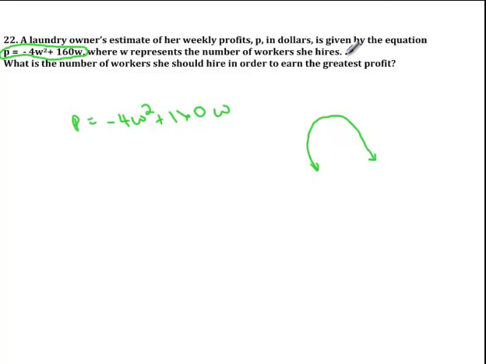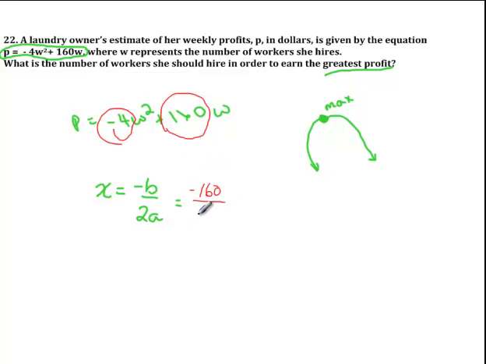W represents the number of workers this person hires, and what is the number of workers she should hire in order to earn her greatest profit? Well, her greatest profit is right up here. That's her maximum. And that maximum is the turning point. And we remember the turning point is x equals negative b over 2a. So when I look up here, the b value is 160. The a value is negative 4. And then we just do our math, and we see that it's 20.